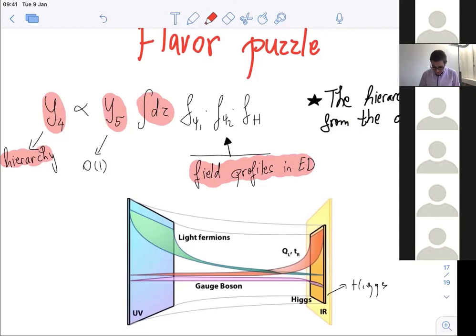You can have hierarchical suppressions in this integral. For example, imagine the light fermions are localized on the UV brane, while the Higgs is localized on the IR brane. So this integral will be hierarchically small. In contrast, you have the top quark, for example, and somewhat the bottom to some extent, which are localized on the infrared brane. So they have large overlap with the Higgs field, and when you calculate the integral, the top Yukawa will be big. So the hierarchy of the Yukawa interactions comes from the overlap of the wave functions in the extra dimension.